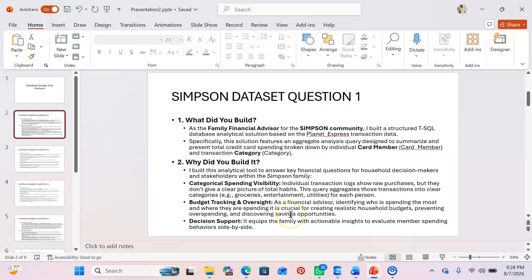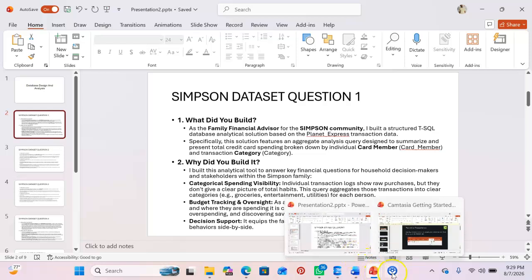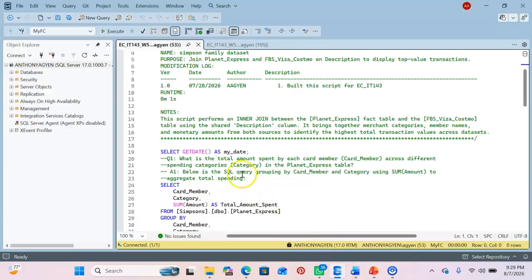Budget tracking and oversight. As a financial advisor, identifying who is spending the most and where they are spending is crucial for creating a realistic household budget, preventing overspending, and discovering saving opportunities. Decision support. It equips the family with actionable insight to evaluate members' spending behavior side by side. We will then move to how we built it.